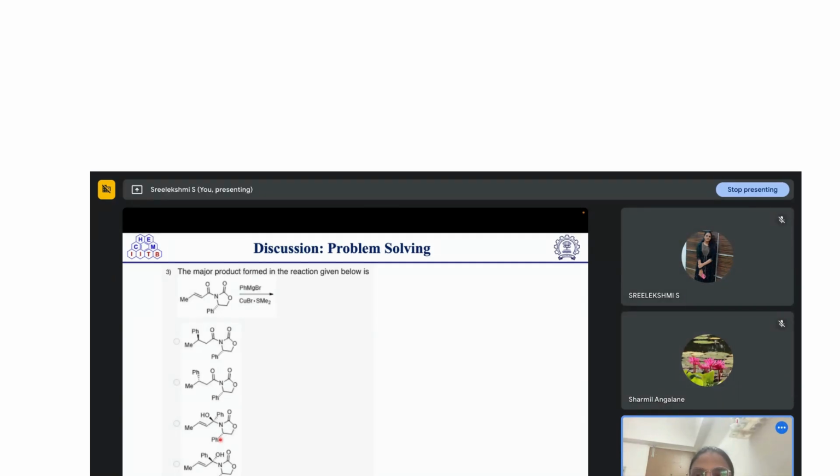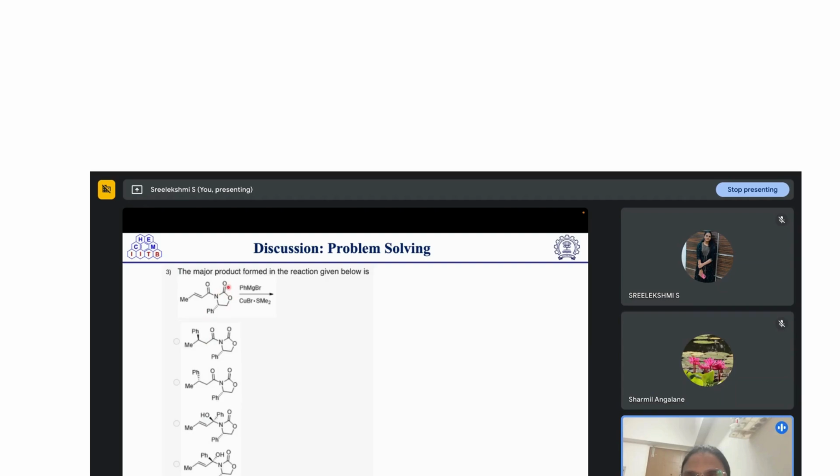So here what is happening is 1,4 addition of this phenyl magnesium bromide, because in the presence of this copper bromide dimethyl sulfide, 1,2 addition will not be preferred. Moreover, 1,4 addition will be more preferred. So the correct answer is one from the first two options. Now we have to see what is the exact stereochemistry of the phenyl group that is undergoing 1,4 addition over this alpha beta unsaturated ketone.